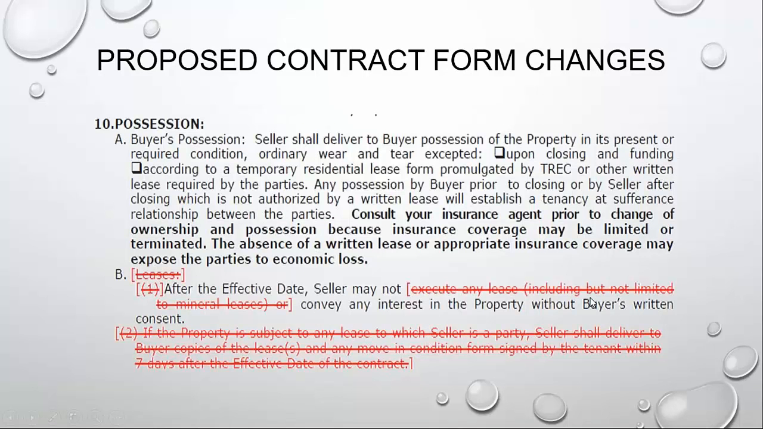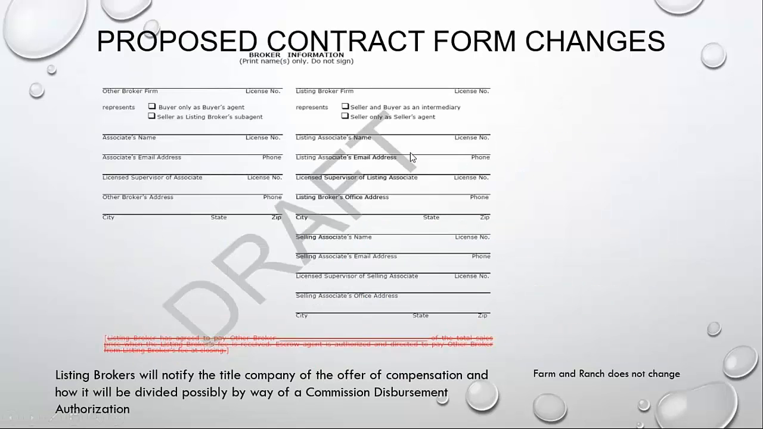Buyer's possession, paragraph 10, you'll see that what changed was in paragraph B, it crossed off the word leases, and it just says after the effective date, seller may not convey any interest in the property without buyer's written consent. And it took the paragraph out that says that the seller will deliver copies of leases, move-in documents, and so on, from here because it's now in paragraph 4. So it's no big deal. Just move stuff around a little bit.